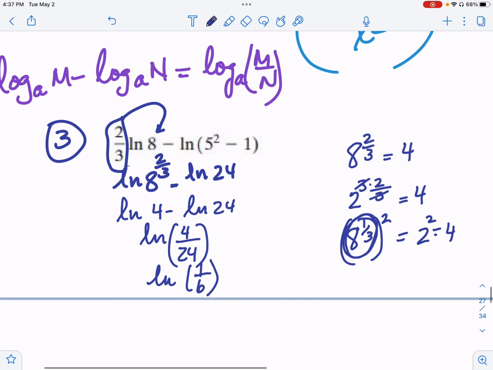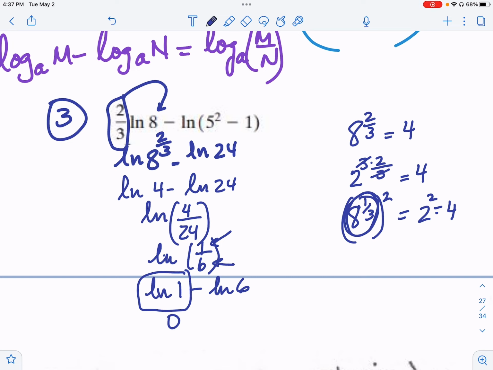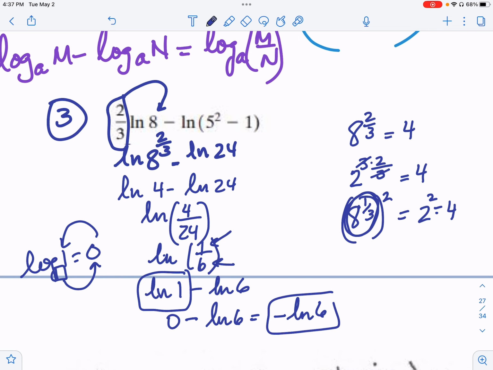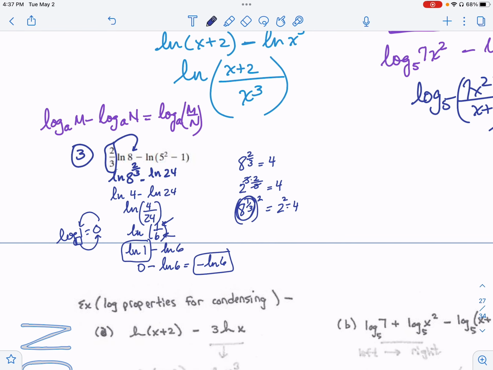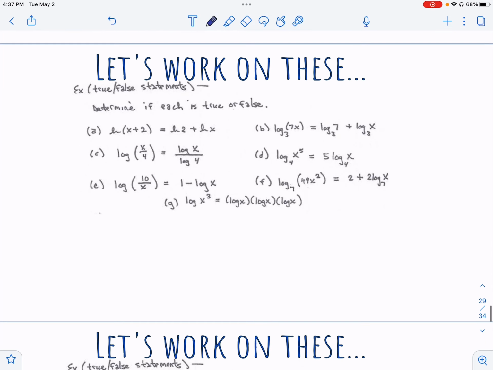It looks like it is compressed all the way, but this is a very interesting problem because if I expand it back to log of m minus log of n, natural log of 1 is 0. In fact, log of 1 is 0, no matter what the base is, because whatever the base is, raised to what power will get me 1 has to be 0. So this is 0 minus natural log of 6, which is simply negative natural log of 6. And these were the 3 examples for condensing. All right. These are pretty good exercises.